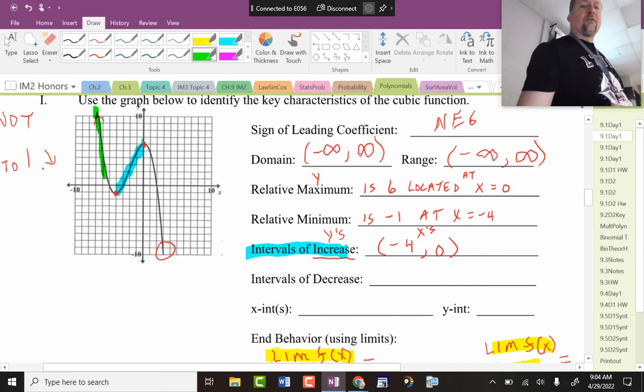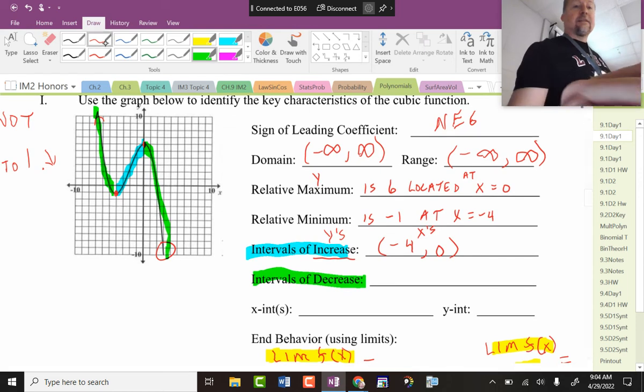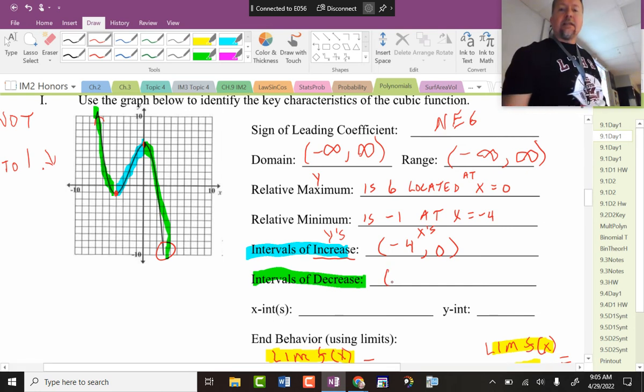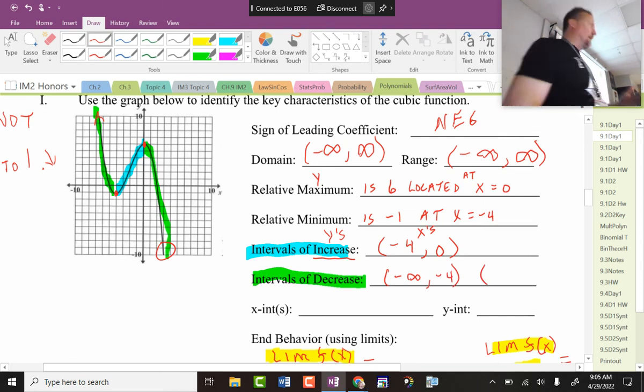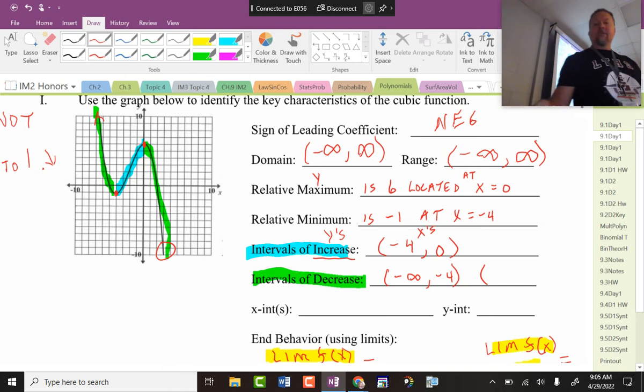Obviously, this is decreasing, and obviously, this is decreasing. So interval of decrease as I read left to right. And then what are the x's that make this happen? All the way forever over here, going in this order, all the way up to -4. So it is -infinity to -4. And then I don't think I really need a union sign in between these. It's just two different intervals. And then this is 0 to infinity.